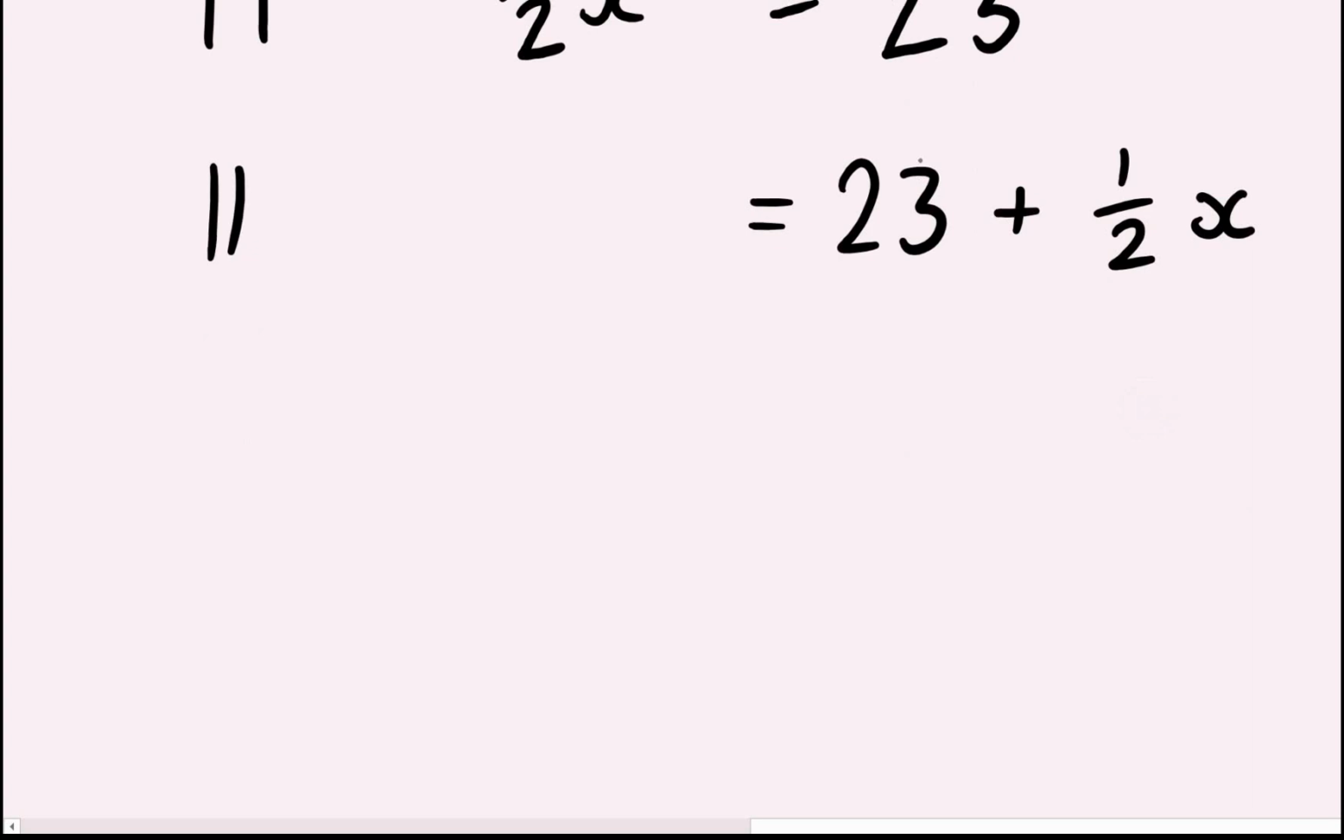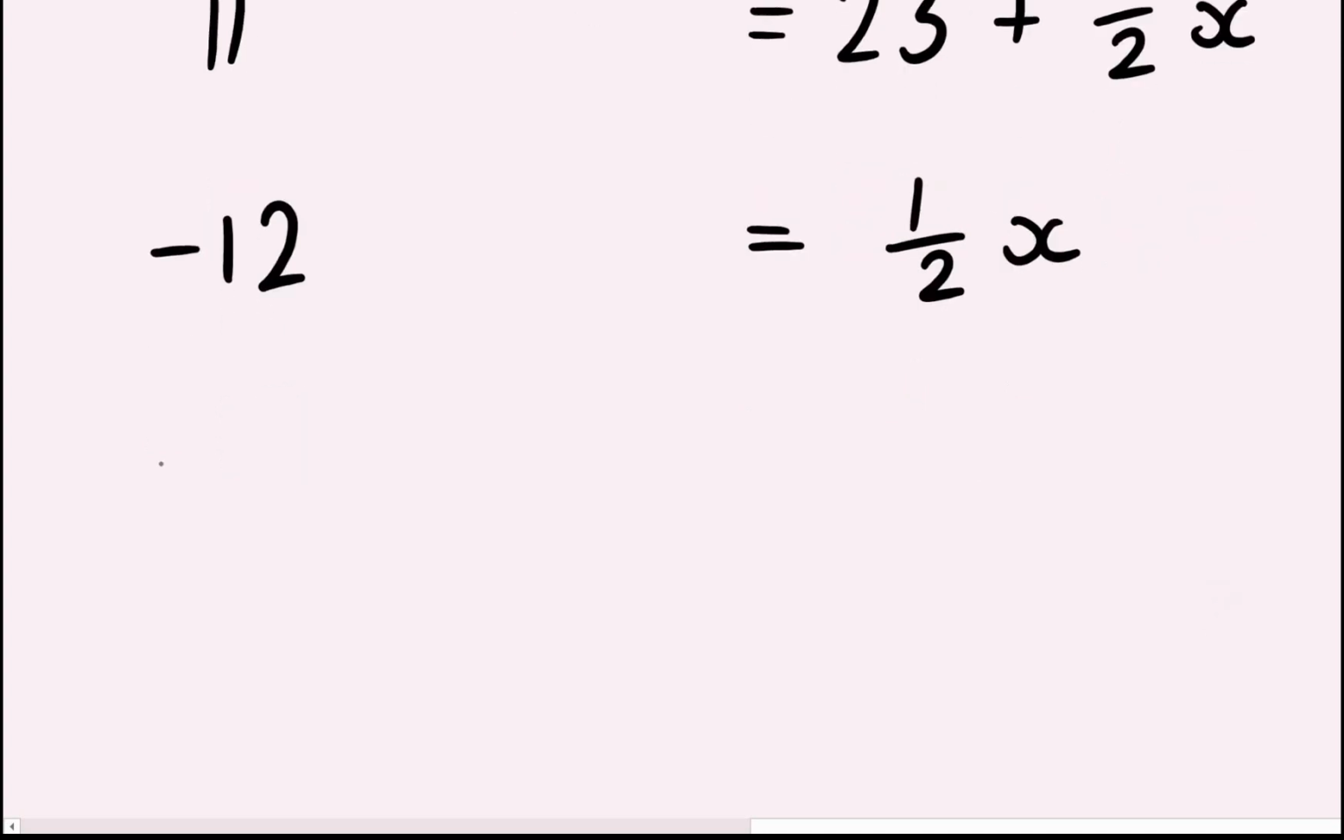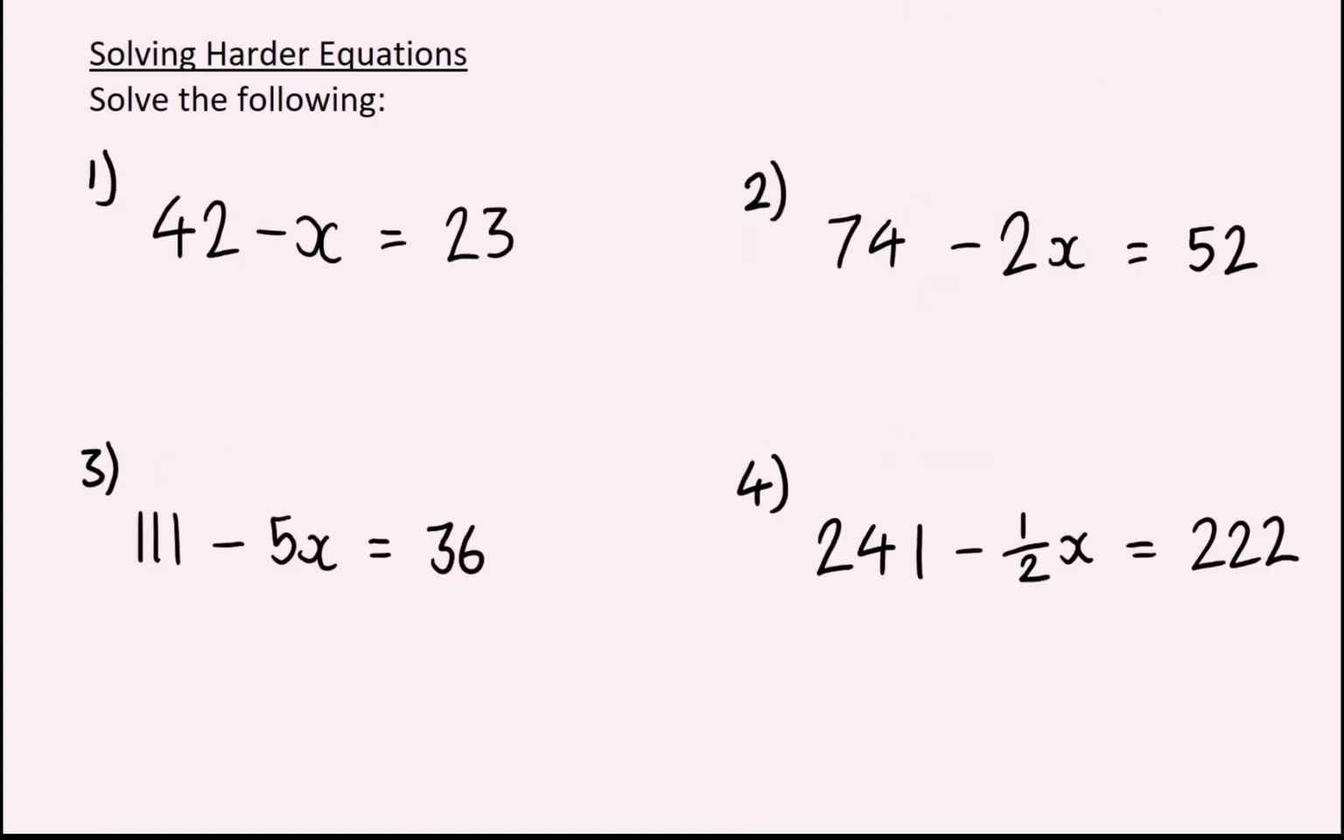Next, I want to get rid of this 23. Opposite of plus 23 is going to be minus 23. So I've got to do 11 take away 23. That is going to be minus 12. So minus 12 is a half x. And I've got a half x, so you've got to times by this number here. I've got to times by 2. If I double minus 12, that gives me minus 24. So here x is going to be minus 24.